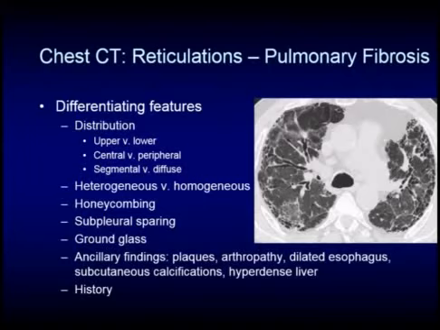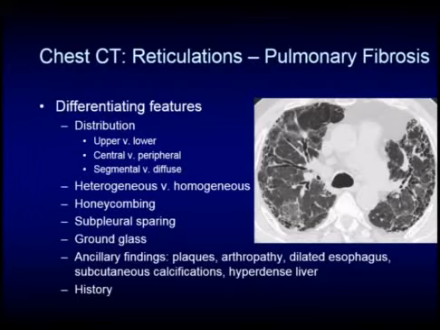And there may be some other clues on the film that give you some idea or a cue as to what the patient might have in terms of ancillary findings. So with asbestosis or asbestos exposure, you might look for pleural plaques. You might see arthropathy or dilated esophagus in some of the connective tissue diseases, as well as subcutaneous calcifications. In the setting of amiodarone toxicity, there may be a hyperdense liver or thyroid.